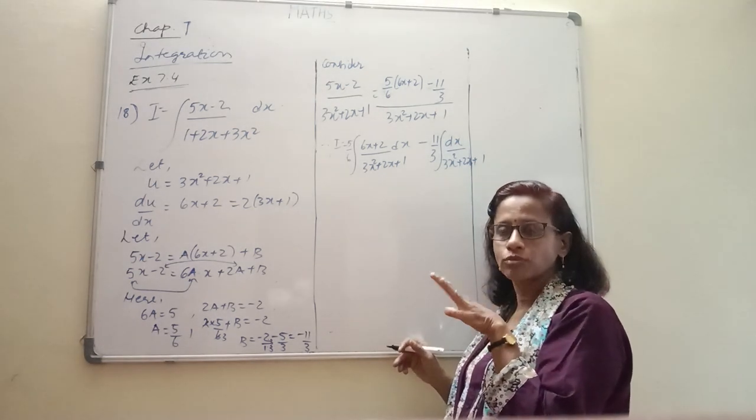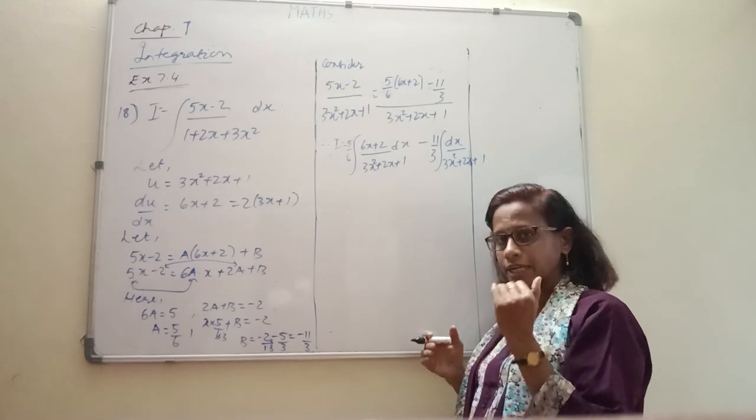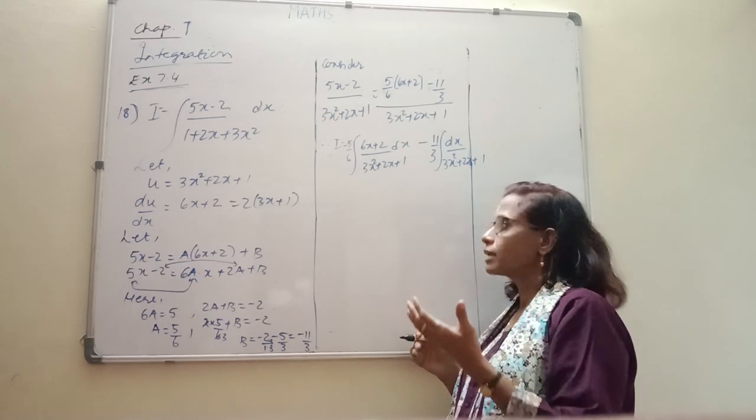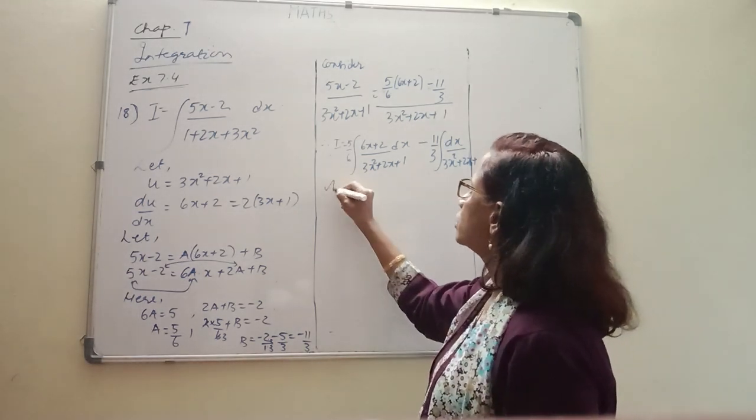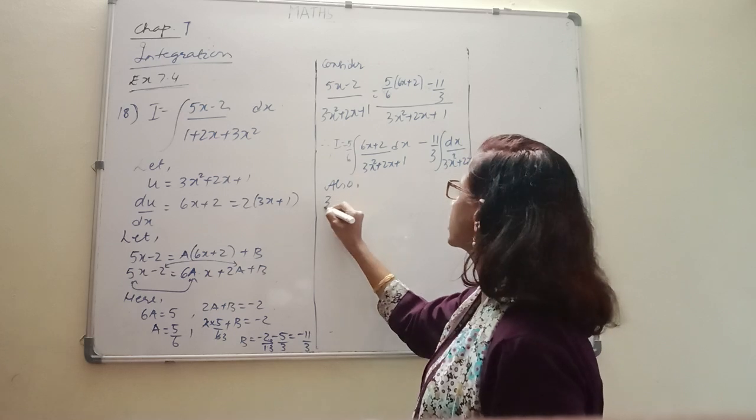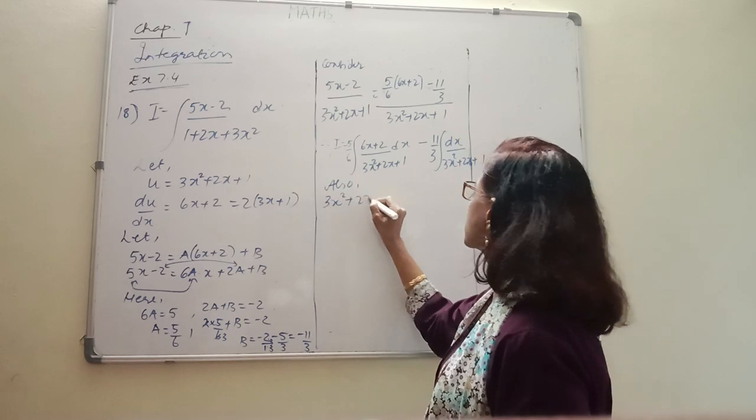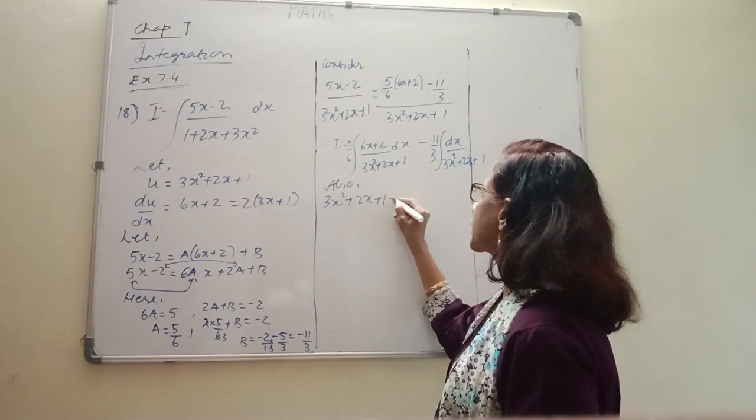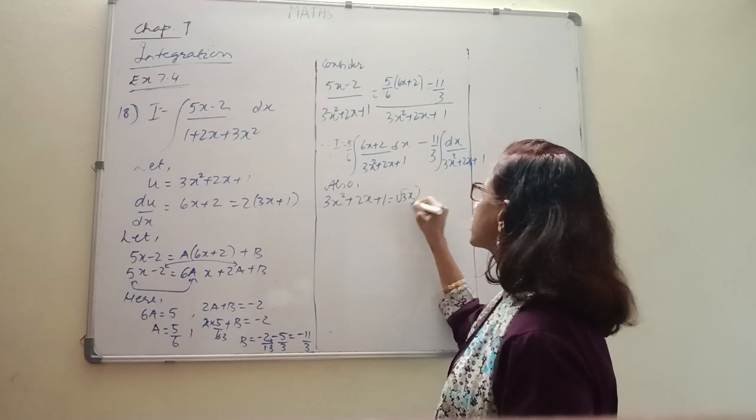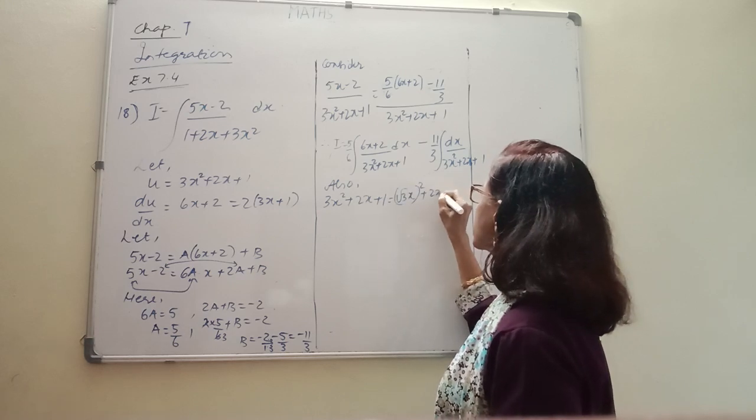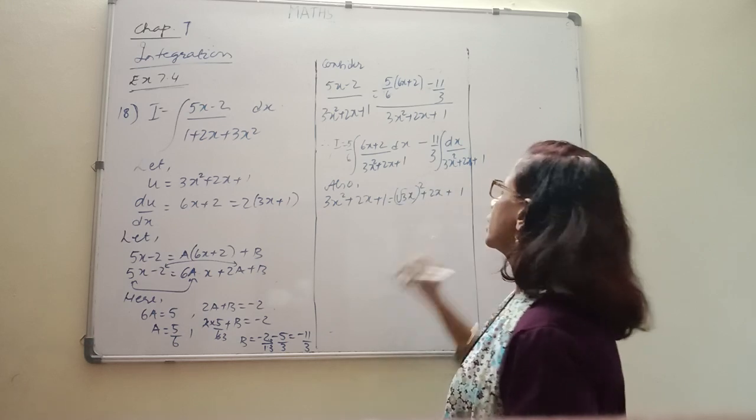Because they are completing squares, we have to apply it. So let's consider that completing the square and then come back. Also let's look at 3x squared plus 2x plus 1, which, when we technically see it, is root 3x the whole squared plus 2x plus 1.